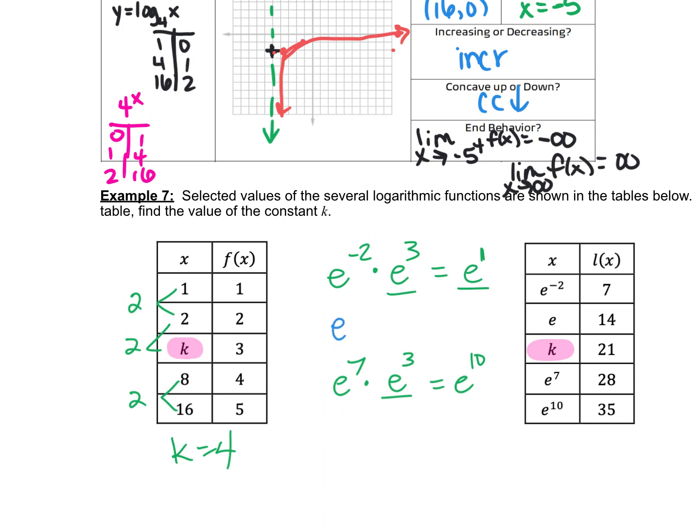Okay, so e to the 1st times e to the 3rd would give me k, and so what's k going to be? E to the 4th. Okay, so don't let crazy representations freak you out. You just got to think a little bit. Question on those two? All right, learning target 2, check.